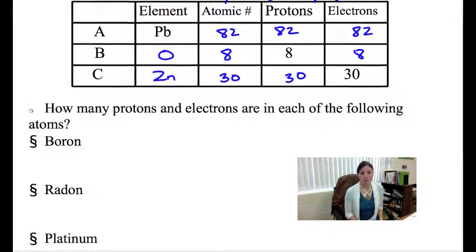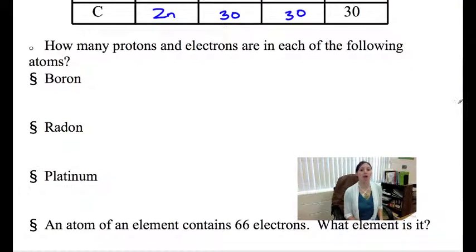Let's look at a couple more. For boron, how many protons and electrons are in each of the following atoms? We find boron on the periodic table, and we notice that it is atomic number 5. Its symbol is a B. So if the atomic number is 5, that means my protons are 5, and my electrons are 5.